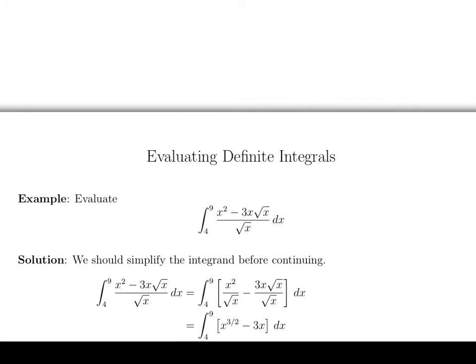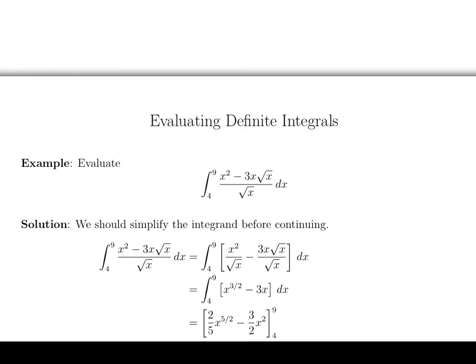Integral from 4 to 9 of x to the 3/2 minus 3x. Now we can just apply the power rule. Power rule just says add a power, divide by the new power. And then we use the evaluation theorem to plug in the lower and the upper limits into this antiderivative.